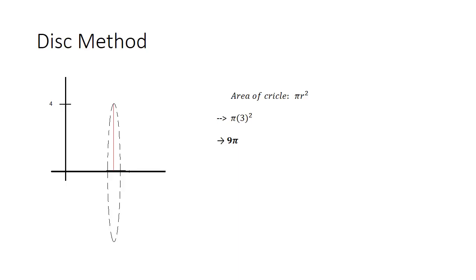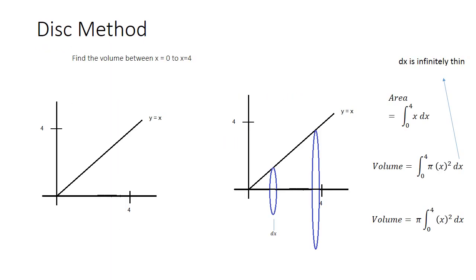An important part of the disk method is using the equation of the circle, and you might have learned this before throughout your past years. The area of a circle is pi r squared, and we are going to use this equation for the disk method. So first, let's see an example.